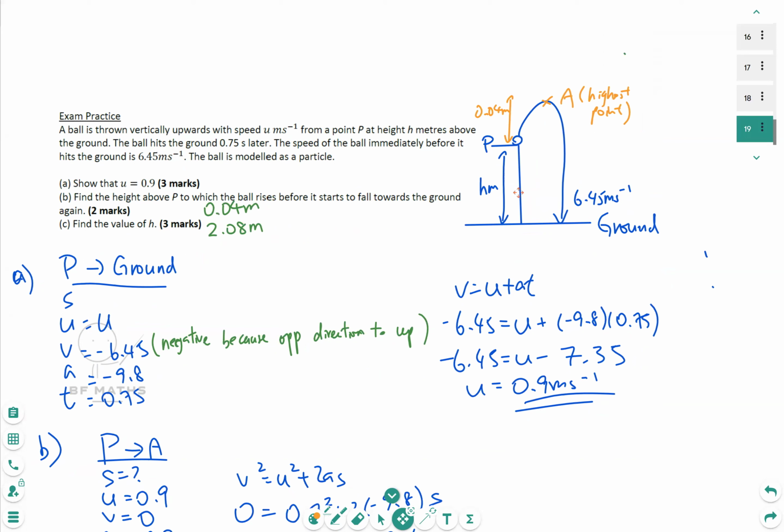Because that's considered the journey, we now have 3 points, P, A, and G. To find H, we can either go from P to G or from A to G, and then subtract 0.04. Working out P to G is the most straightforward, because if you look at the height from P to G, it's just H. Okay, so we are going to do this.